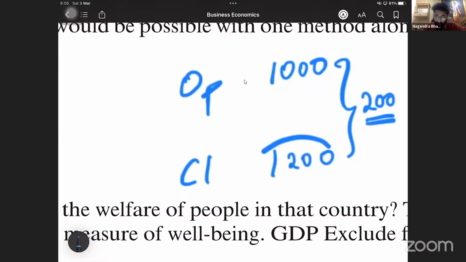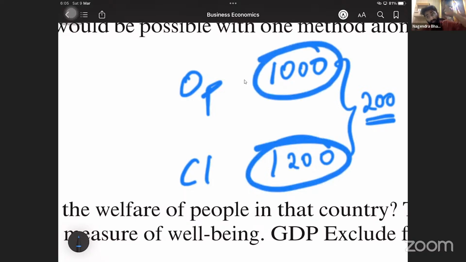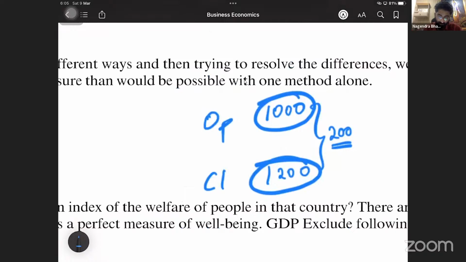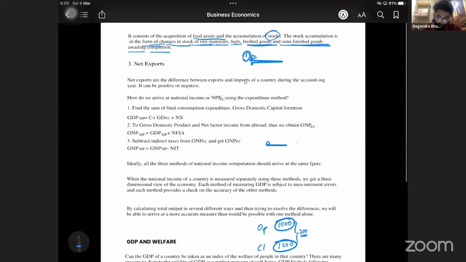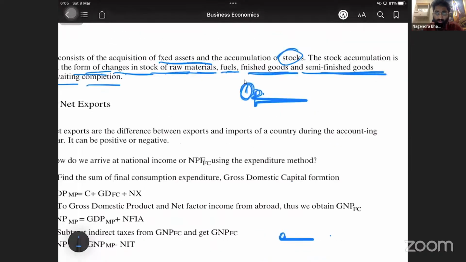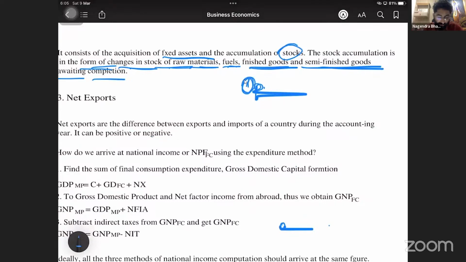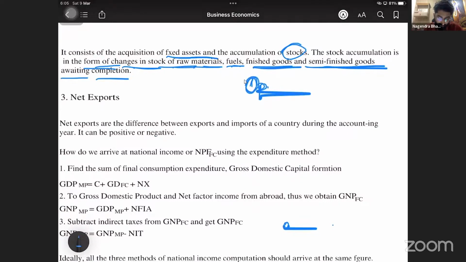Don't take 1200. Why, sir? Because 1000 is already included in the previous year. Only 200 is included in this year. 200 is the income of this year. That's why you should not include the opening stock. Only the difference between opening and closing, you have to keep. So that is one point.